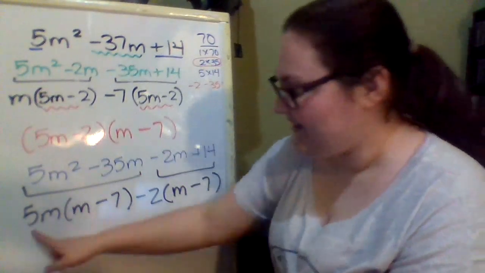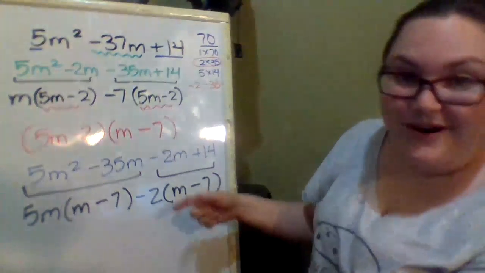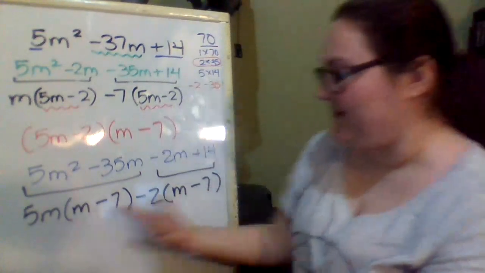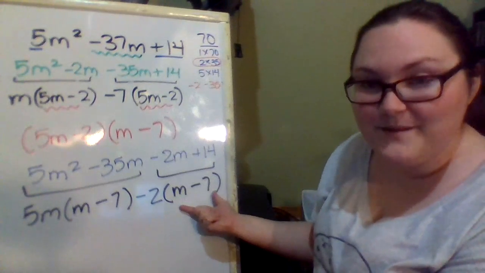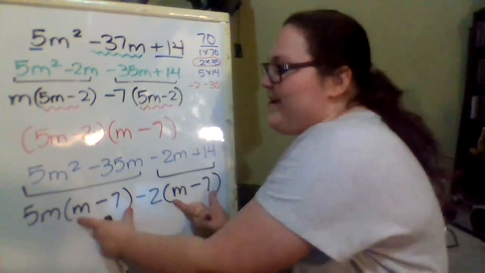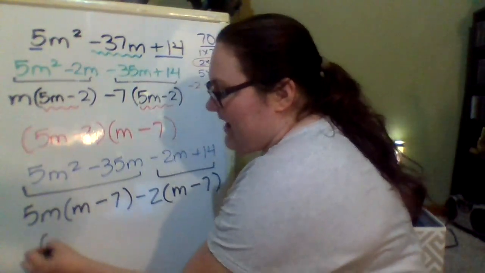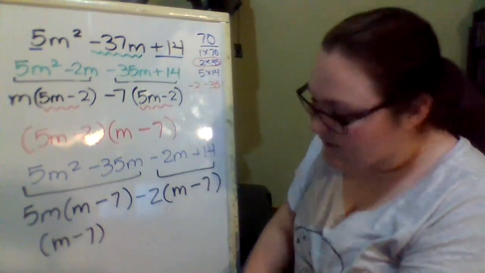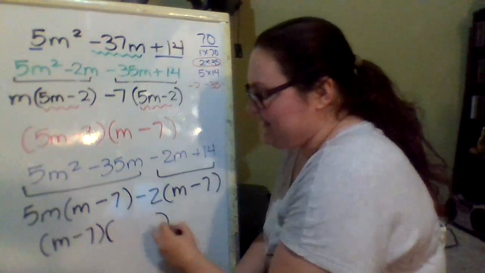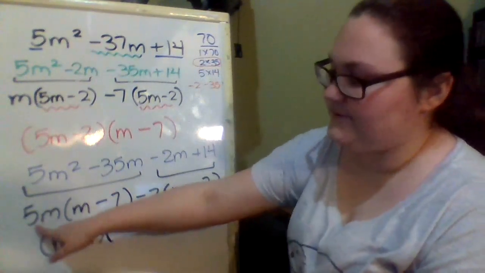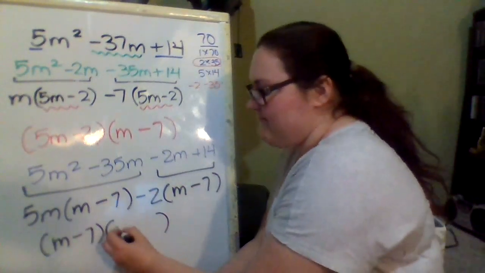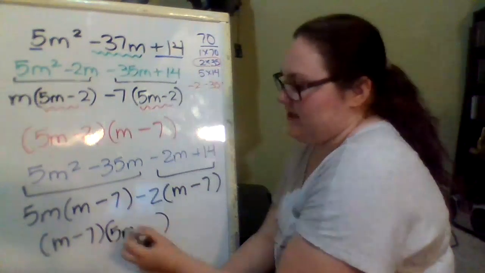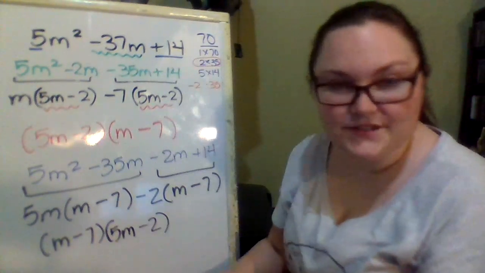Looking at this line here, just like before, I notice I've got something in common. We've got that m minus 7 in common. So just like we did before, we can go ahead and pull that out. I can say they both have m minus 7 in common. That could be our GCF. And then parentheses around what was left over. For this first term, we've got the 5m. And then the second term, we've got the minus 2.